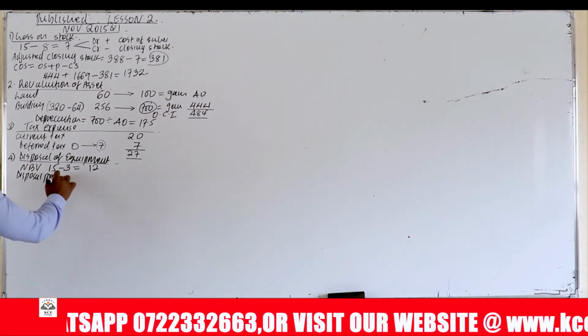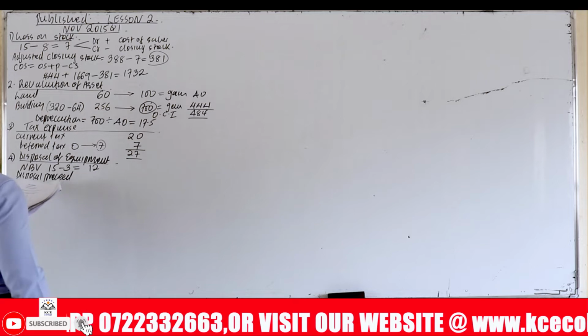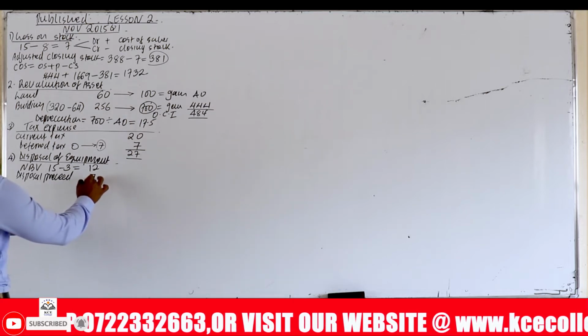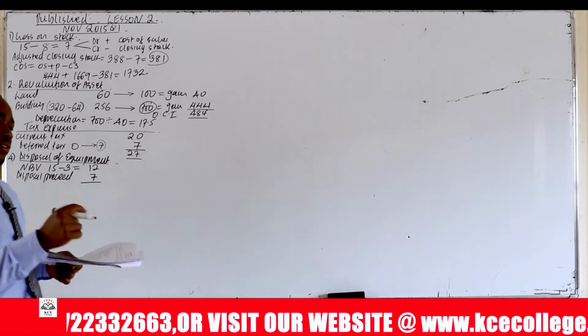Disposal proceeds. Yeah, there was proceed from the sale of equipment. So that means we sold it at 7. So, was it a gain or loss?